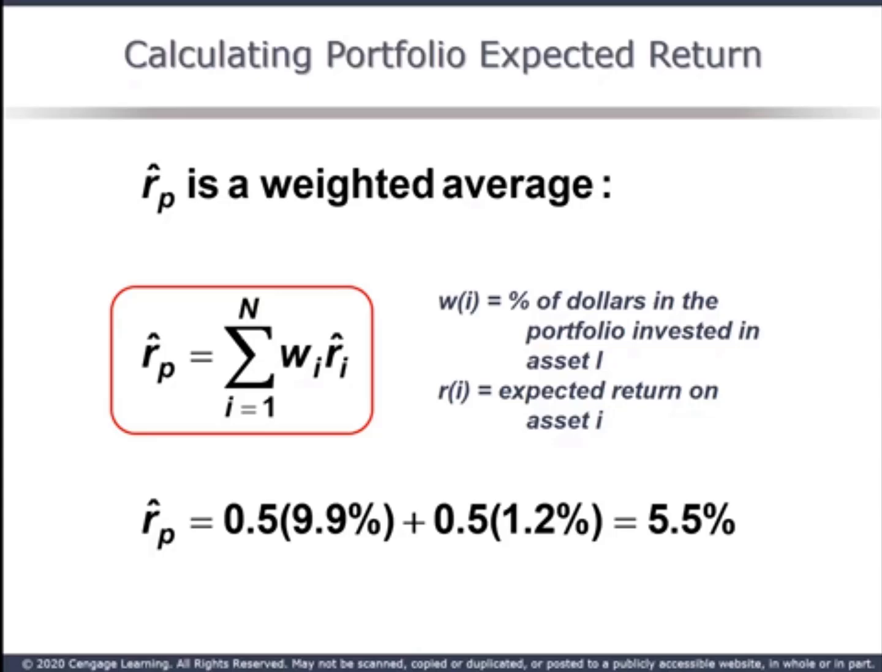In our high-tech and collections portfolio, the weights are 50-50. We calculated the expected returns of both assets in Part A. High-tech 9.9, collections 1.2. So the expected return of our portfolio is equal to 0.5 times 9.9 plus 0.5 times 1.2, 5.5.